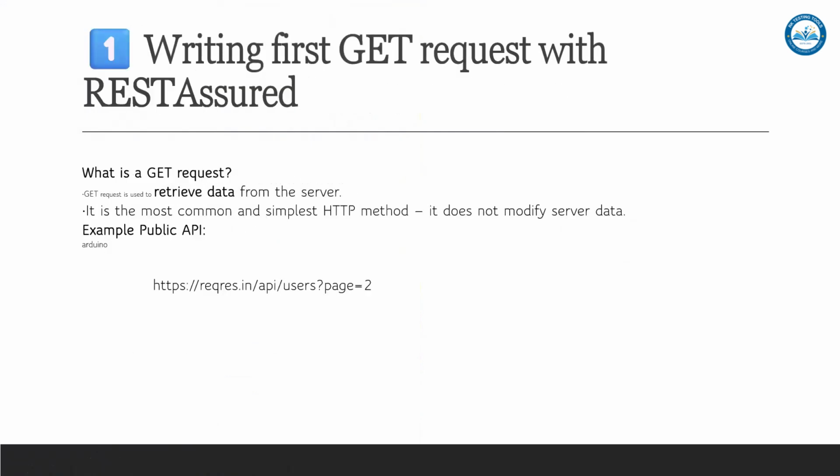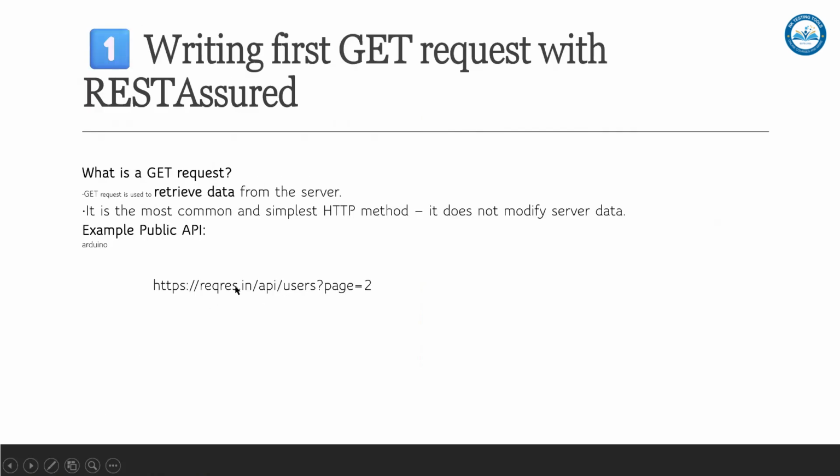Writing the first GET request with RestAssured. What is a GET request? We already learned that. A GET request is nothing but retrieving the data from the server. That's it. It is used to retrieve, or get, or read the data from the server. It is the most common and simplest HTTP method. It is not modifying the server data. It is just reading the data from the server.